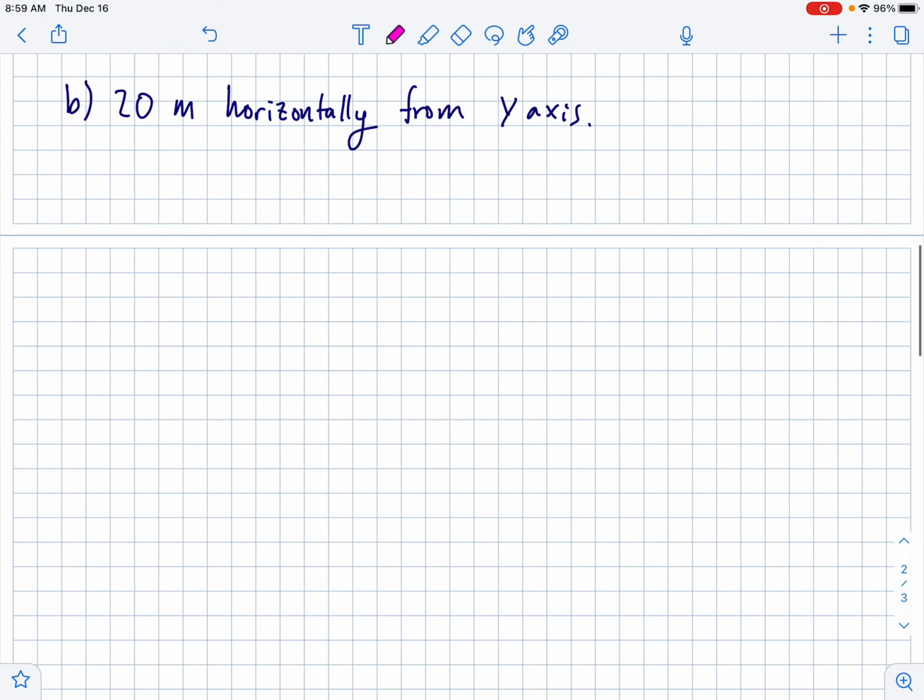So far, so good. Second part, the last part of this question, we're going to have to find when the pod is 20 meters horizontally from the y-axis. So first, let's draw a picture of this.